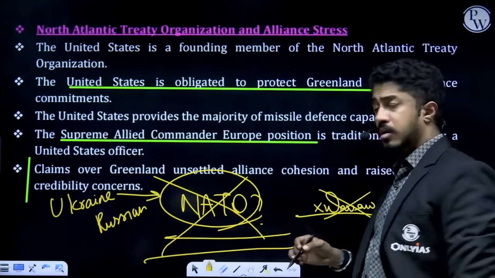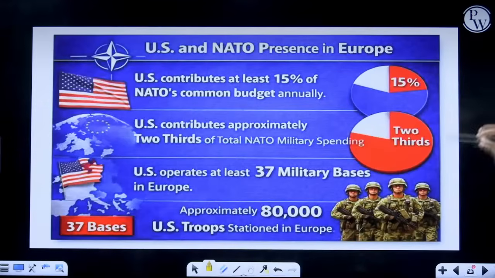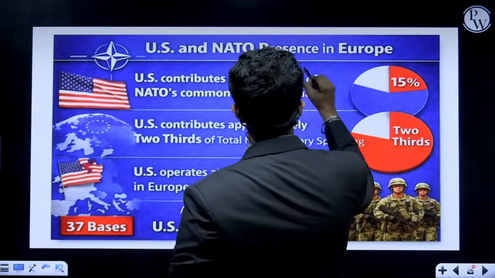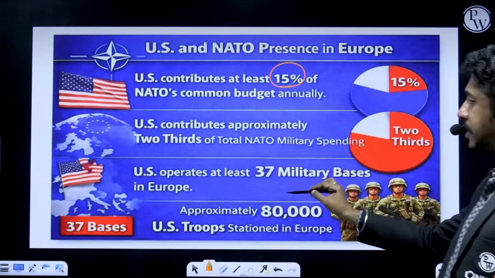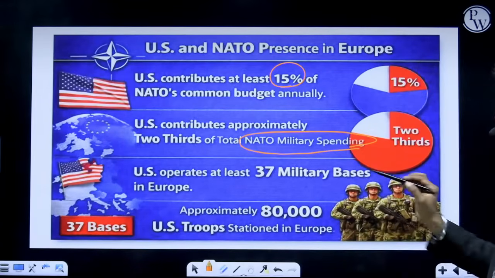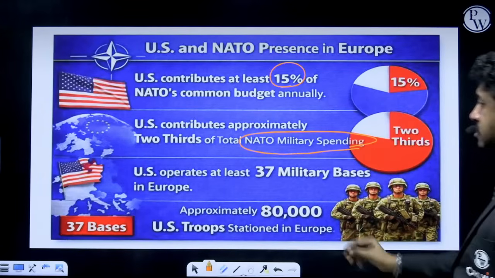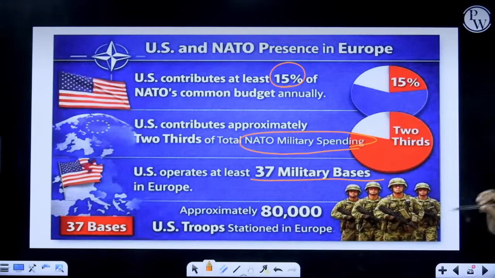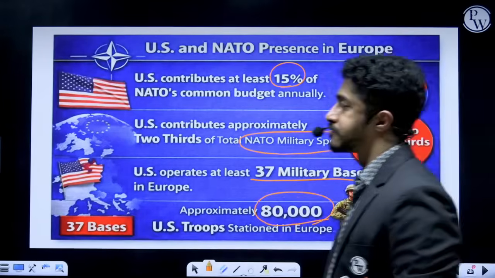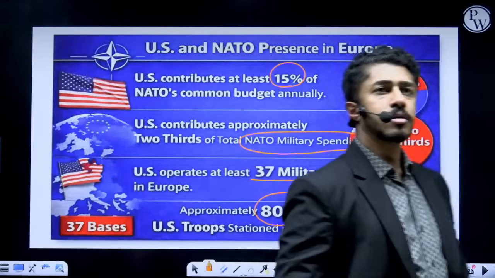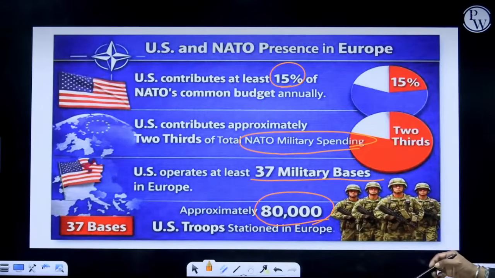Taking it further forward. US and NATO presence in Europe. The US contributes at least 15% of NATO's common budget. The US contributes approximately two-thirds of total NATO military spending. The US operates at least 37 military bases in Europe. Approximately 80,000 US troops are already stationed in Europe. Got the point here? Any doubts?